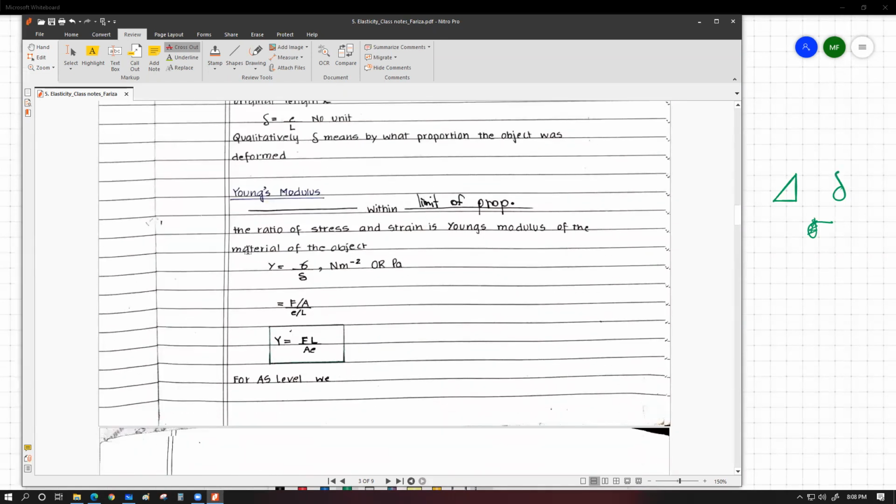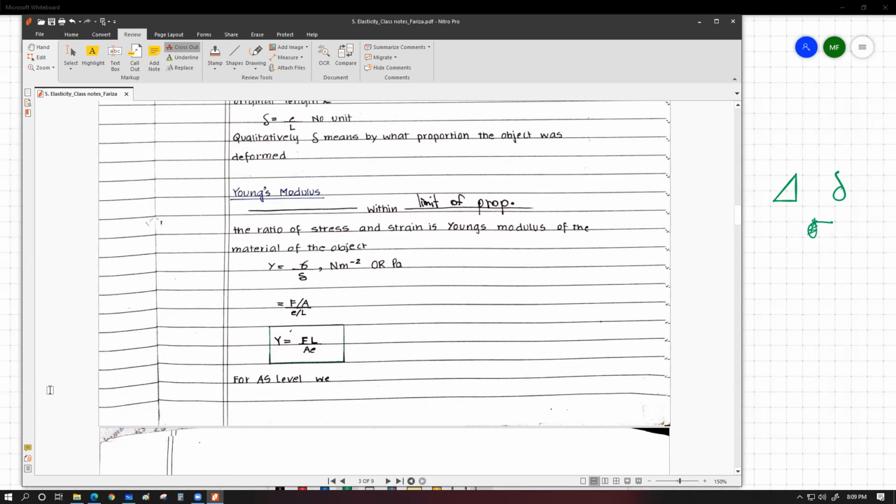Then comes the constant Young's modulus. এখানে Young's modulus এর উপরে ড্যাশ লেখা আছে, within limit of proportionality এই জিনিস লেখা আছে। এটা কারণ হচ্ছে স্টুডেন্টরা এই পার্টটুকু লিখতে ভুলে যায়। This is very important. Young's modulus is the ratio of stress and strain within the limit of proportionality for an object.